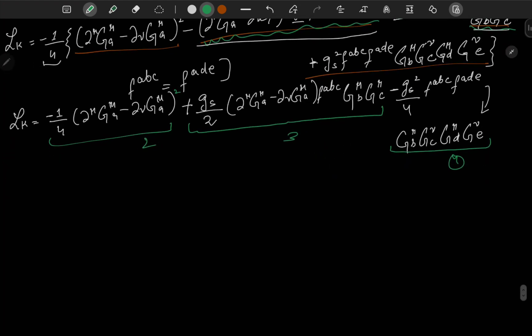Okay, now before moving forward, we can write a mass term here, which will be quadratic in nature. So we can write it like this: the mass term, mass of the gluon times g mu a g mu a.